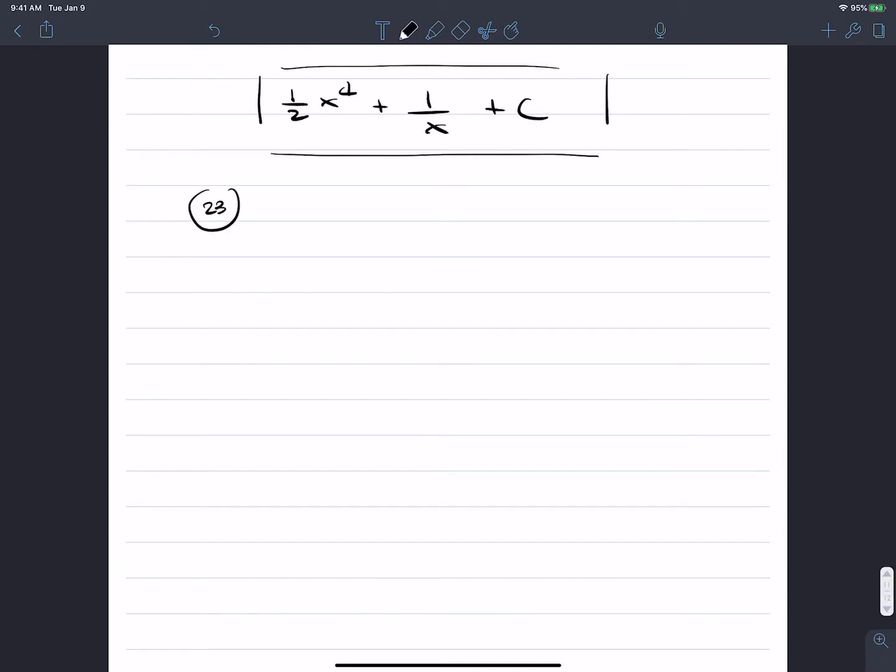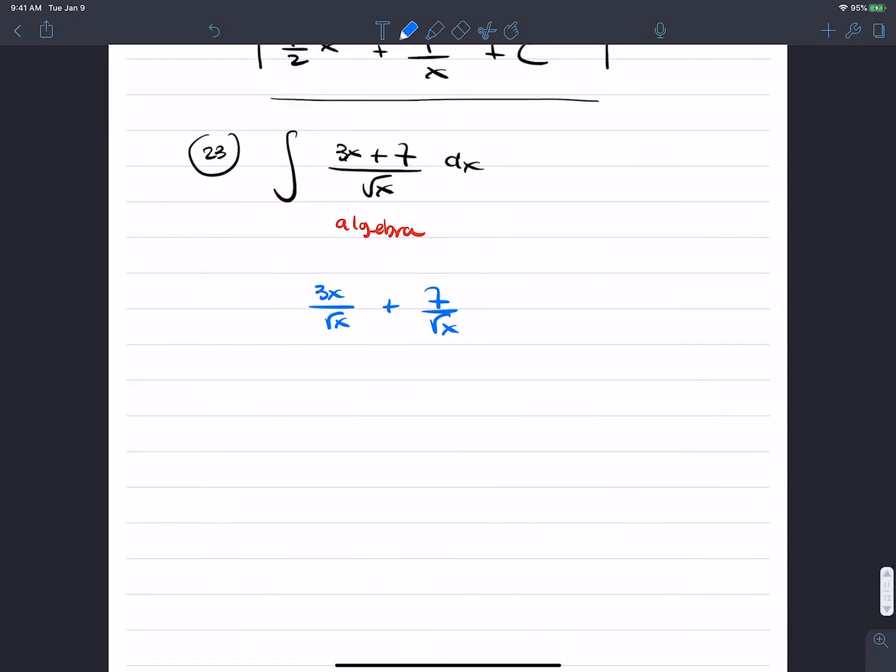We're going to integrate 3x plus 7 over the square root of x. Now what you have here is a quotient, but we don't have a quotient rule for integration. So you're going to have to use some algebra. And by the algebra, we're going to have to distribute your division by the square root of x.